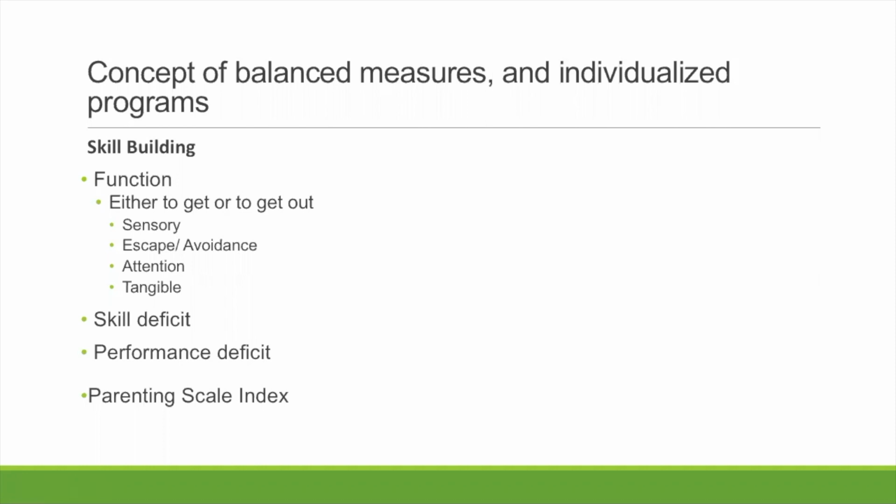Concept of balanced measures and individualized programs. There are two basic functions of behavior: to get or to get out. Everything can ultimately be categorized into one of the two. Primary functions include the following: sensory, escape or avoidance, access to a tangible, or attention.